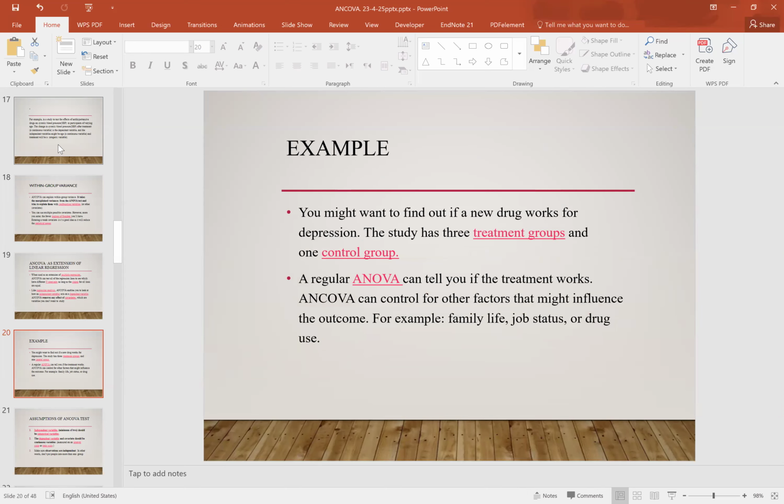For example, you might want to find if new drugs work for depression. The study has three treatment groups and one control group. A regular ANOVA can tell you if treatments work, but ANCOVA can control for other factors that might influence the outcomes, for example, family life, job status, or drug use.